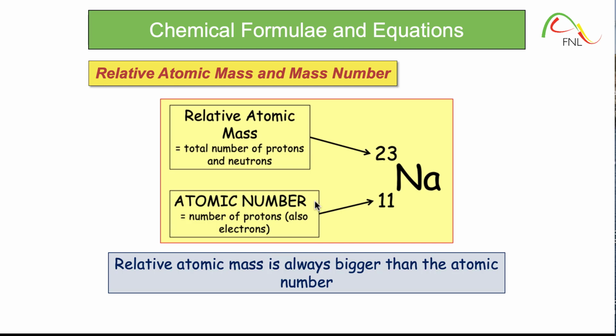Now this is the number of protons in the atom, also tells you how many electrons there are, because the number of protons and electrons in the uncharged atom always balance. We can also work out the number of neutrons by subtracting 11 from 23, which gives us 12. Notice here, relative atomic mass is always bigger than the atomic number.